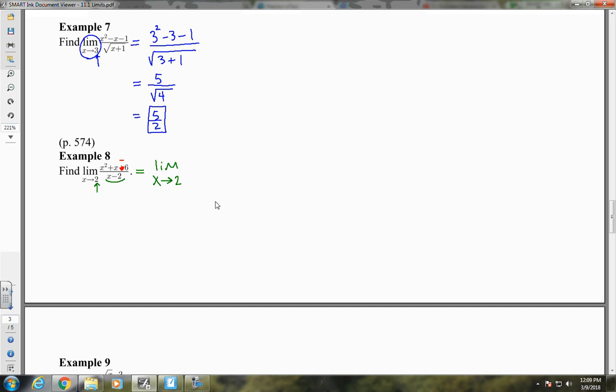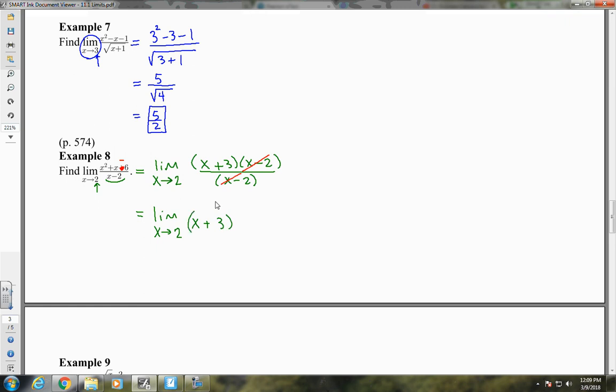Now, in the numerator, we have a factorable quadratic. We can factor this as x plus 3 times x minus 2, and in the denominator, we have x minus 2. Notice we now have a like factor in the numerator and the denominator that we can cancel. So this limit will be equivalent to the limit as x approaches 2 of x plus 3.